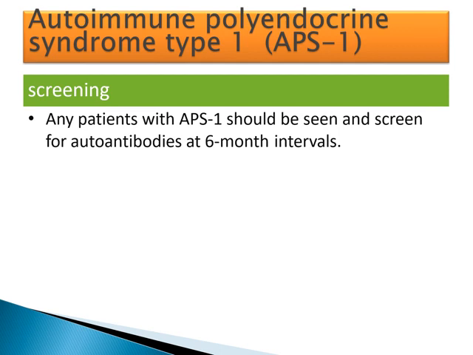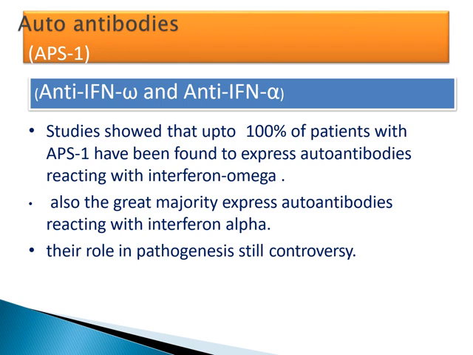Then anti-interferon alpha and omega studies show that up to 100% of patients with APS1 have been found to express autoantibodies reacting with interferon omega. Also, the great majority express autoantibodies reacting with interferon alpha. Their role in pathogenesis is still controversial.